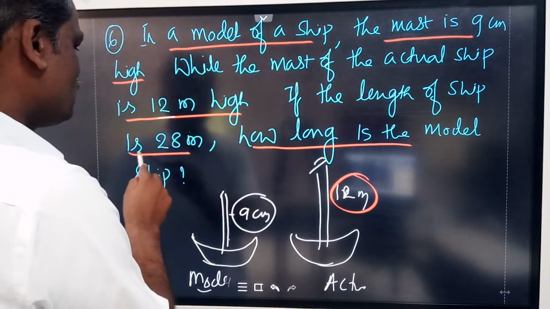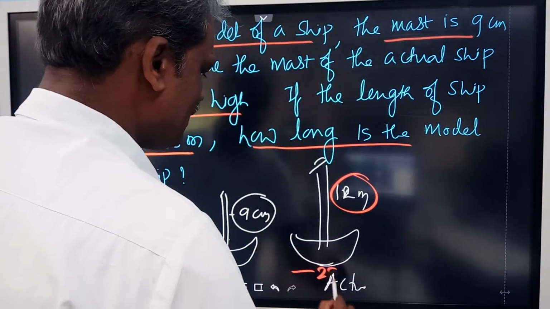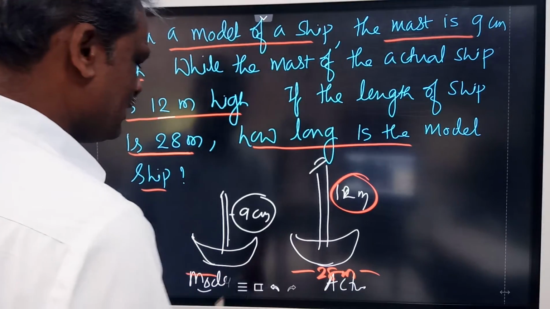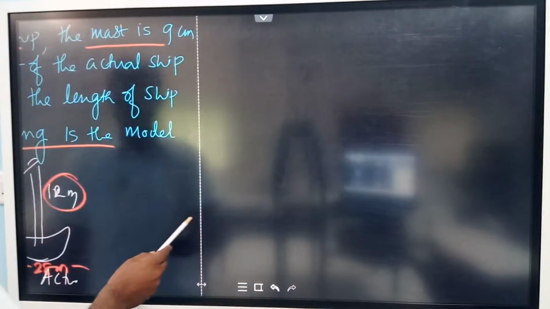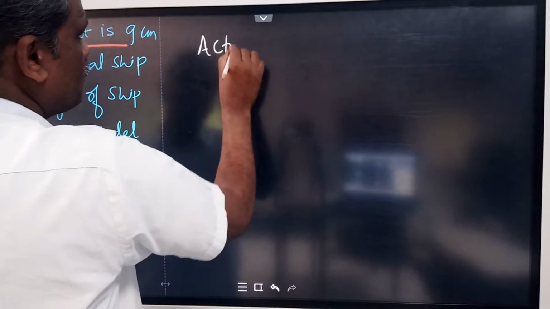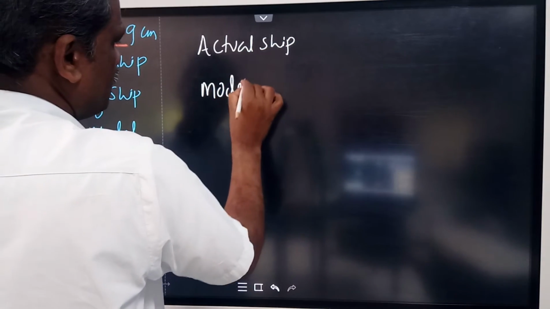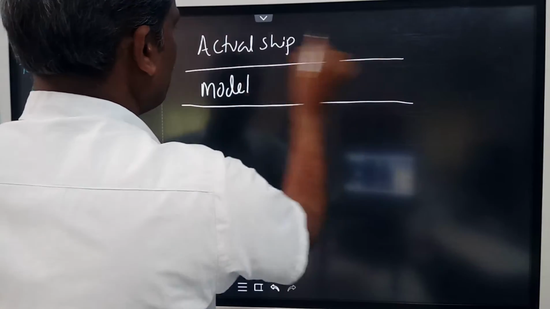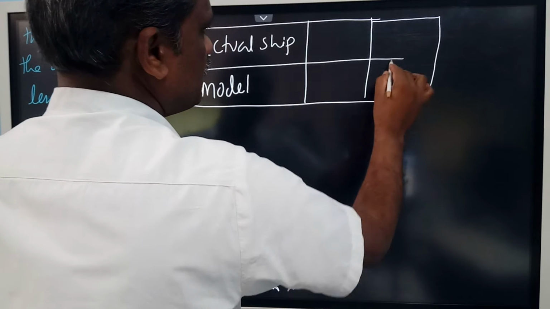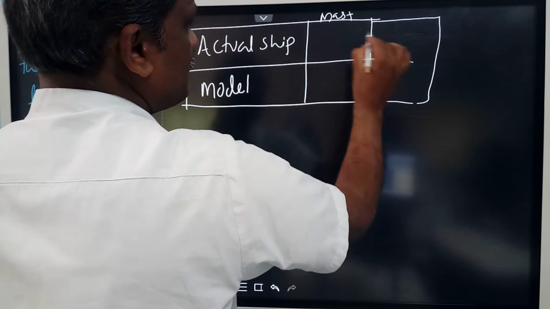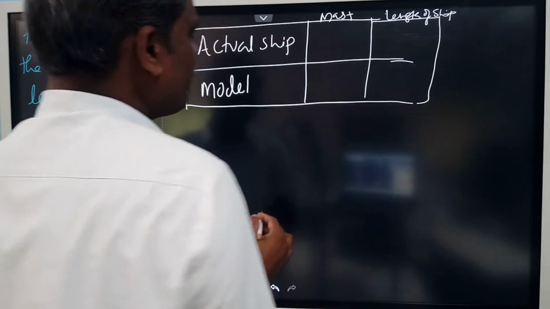If the length of the ship is 28 meter, how long is the model? So this is 28 meter, and what is the length of this model? You have to find that out now. Use this ratio, it is proportional. You can write actual ship and model. Make two columns: the mast length and the length of ship. They are in proportion.